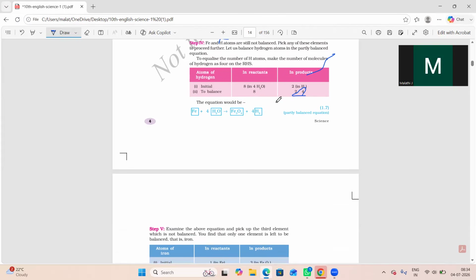You have to write this: the number of hydrogen atoms we multiplied here is 4, that you should write on the product side. Now hydrogen is 4 to the 8. Hydrogen will be balanced. Oxygen we have here is 4, and oxygen for this is 4.